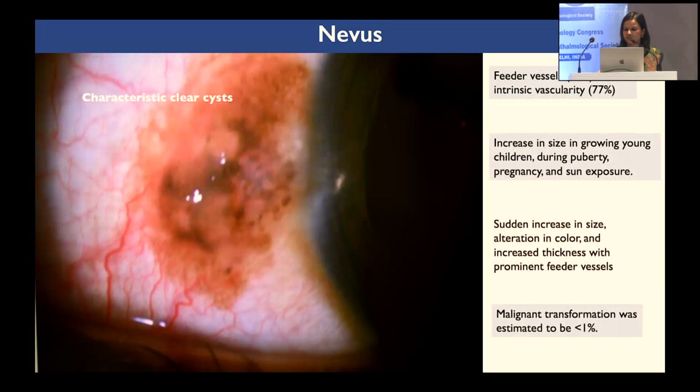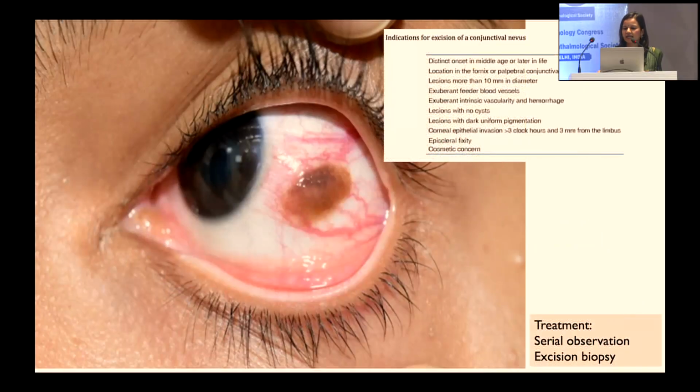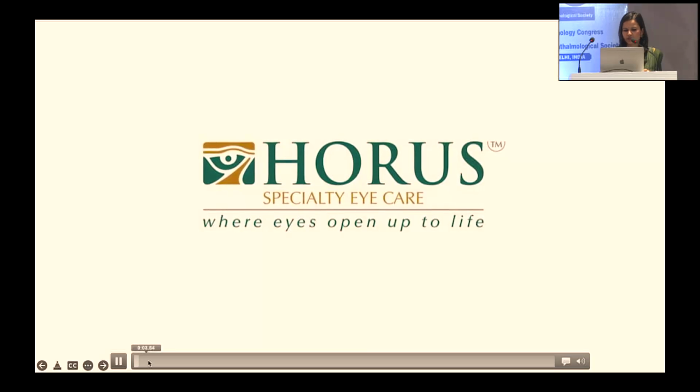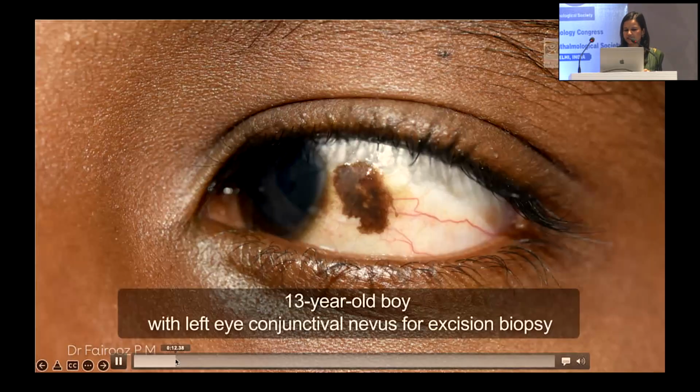When either the patient is cosmetically concerned about the lesion, or there's a specific increase in the size during puberty or hormonal changes, it can be either serial observation or excision biopsy. This is just a quick video showing basically the excision of the nevus.